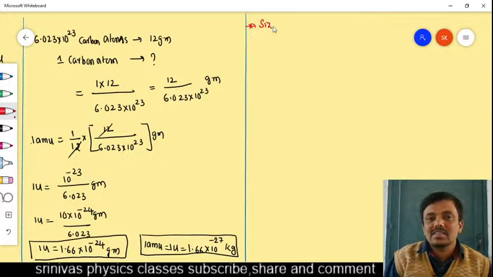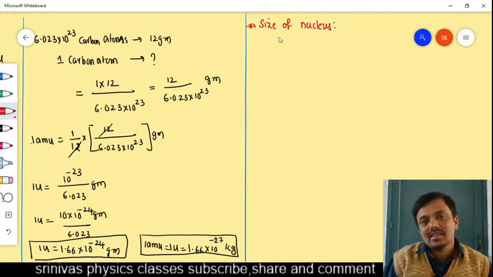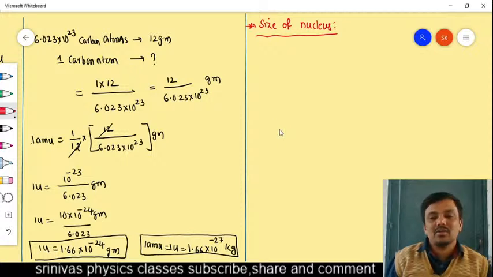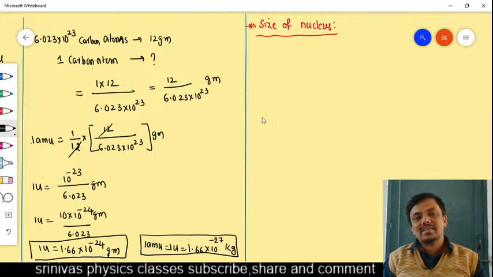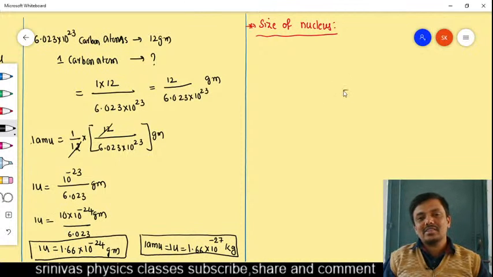How we can find out the size of the nucleus, right? You listen very carefully. What does the nucleus consist of? The nucleus consists of protons and neutrons. The number of protons and neutrons is called the mass number. Right? For example, this is the nucleus, and if it has more particles, protons and neutrons, then its size will be more. The size is nothing but either the volume or the radius we can find out. Radius of the nucleus, right?